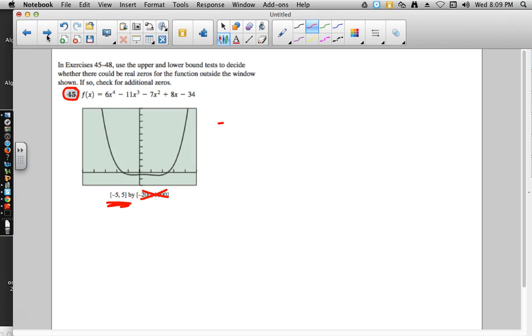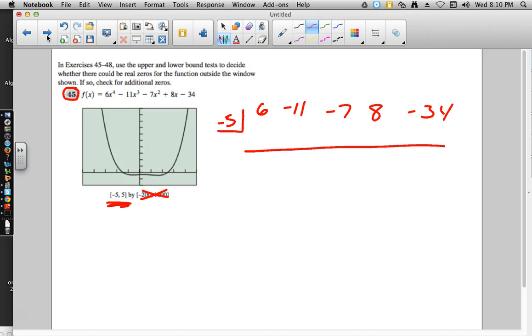So what we have to do is use synthetic to see what the signs are when we get our result. So we have a 6x to the 4th, negative 11x to the 3rd, negative 7x squared, 8x minus 34. And I'm trying to see whether or not negative 5 is going to be a lower bound. If it's a lower bound, the signs that I get when I do the synthetic division should alternate. Positive, negative, etc. So we bring the 6 down, and we're outside the box, so we're going to multiply. That will give us negative 30. Inside the box, add. Outside the box, multiply.